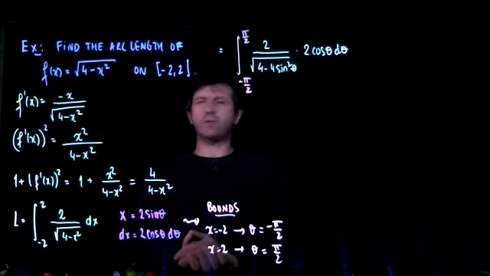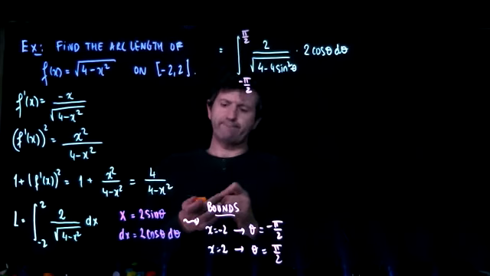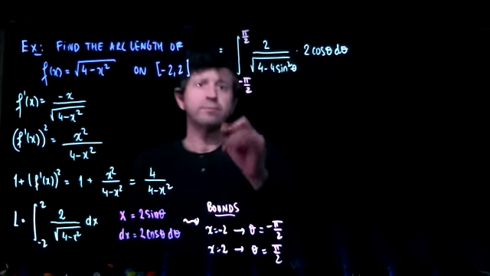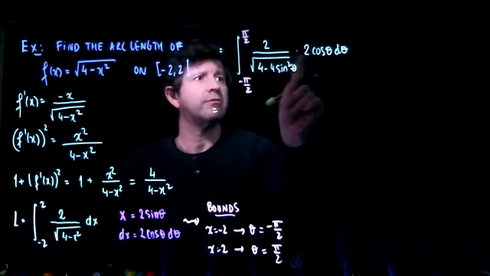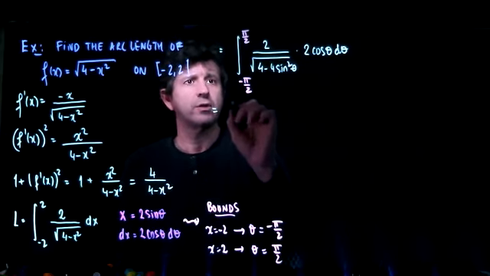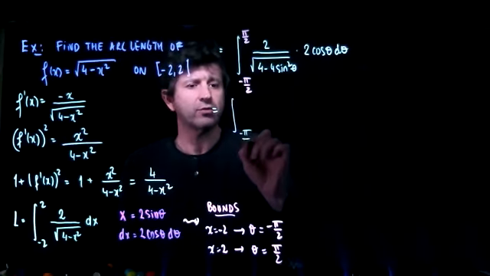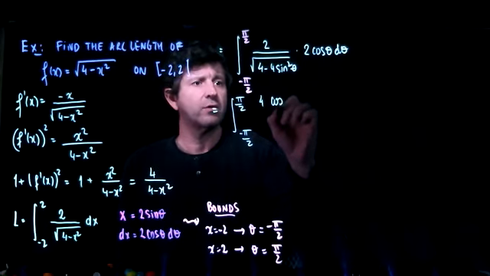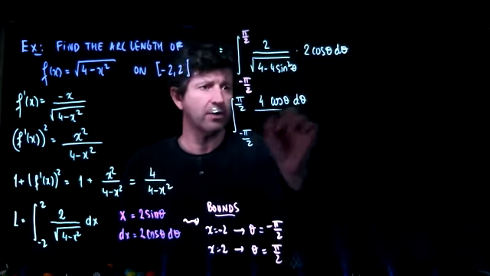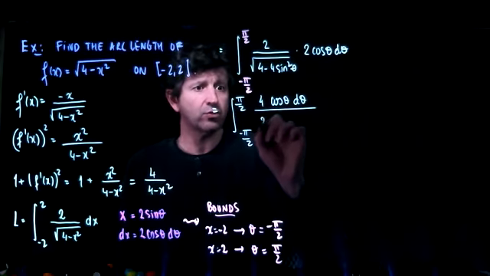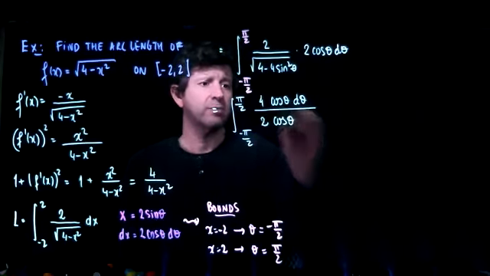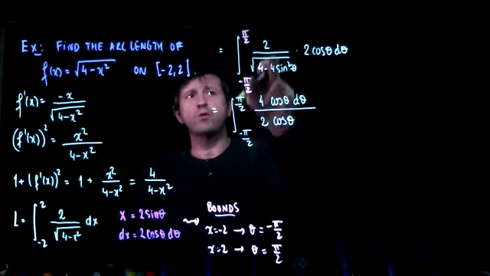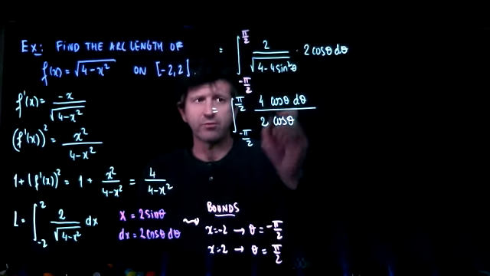So negative pi over 2 until pi over 2. And now I could continue. So I have the integral from negative pi over 2 until pi over 2. On top I have 4 cos theta d theta, and on the bottom I pull out a 2 times, okay, so I'm skipping a step because I pulled out a 2. 1 minus sine squared is cos squared, square root of cos squared is cos. So we've done this before.